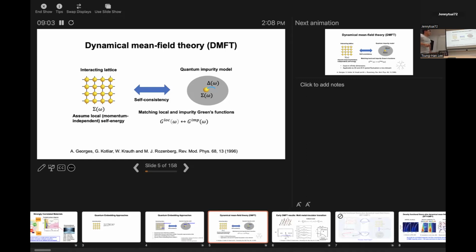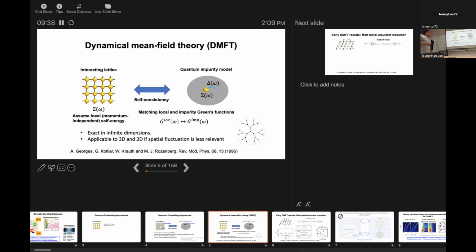And the self-consistency within DMFT is that we require the local Green's function of the lattice to be matched with the local impurity Green's function in this quantum impurity model. And once we have this convergence of the Green's function, then we can use this self-energy and Green's function to analyze the physical and electronic properties of the original interacting lattice.